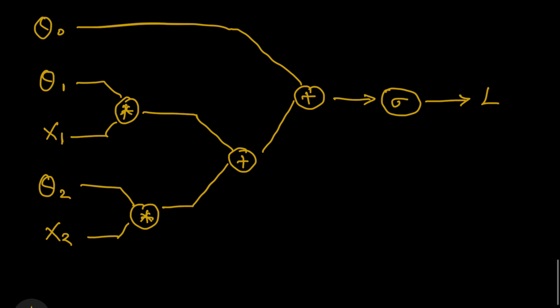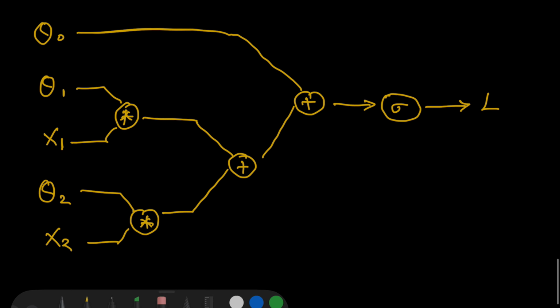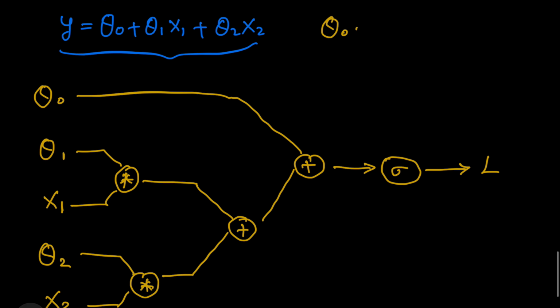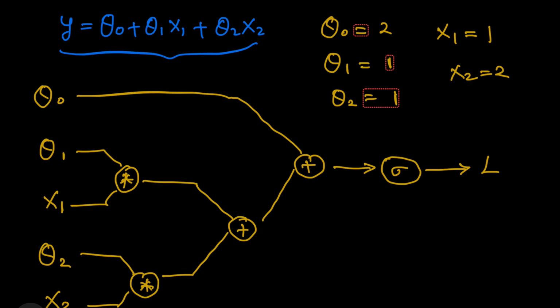Before doing backpropagation, let's first consider that at the very first epoch, you will have theta naught, theta 1, theta 2 randomly assigned. Let's say it is 2, let's say it is 1, and let's say it is also 1, to make our life much easier. So x1, let's say it is 1, x2, let's say it is 2. Now let's first do the forward pass.